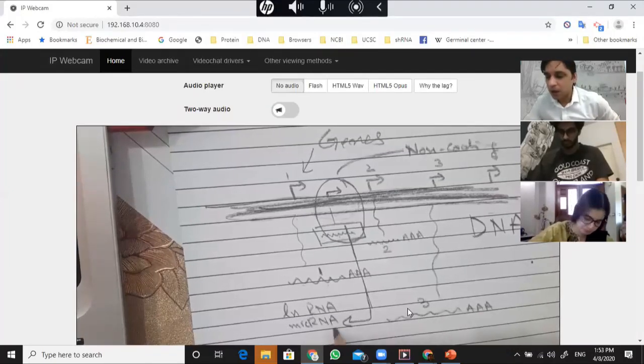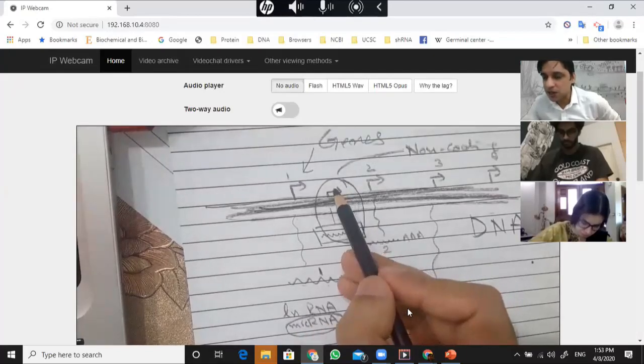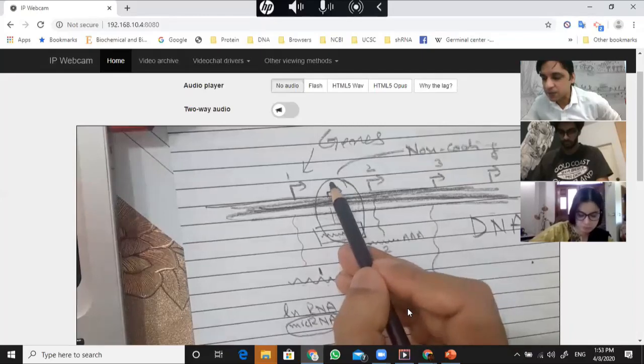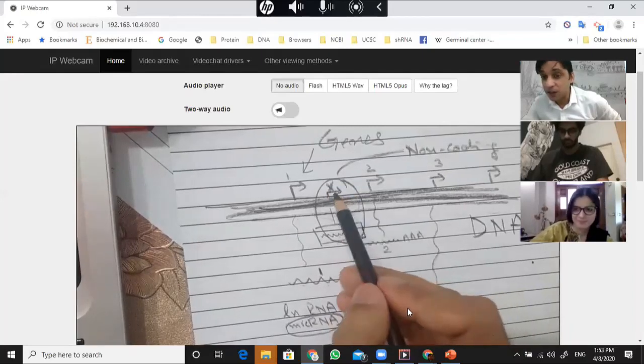Imagine the micro RNA is produced from this site. I am referring to this site as X. I am referring to this site as the X gene.